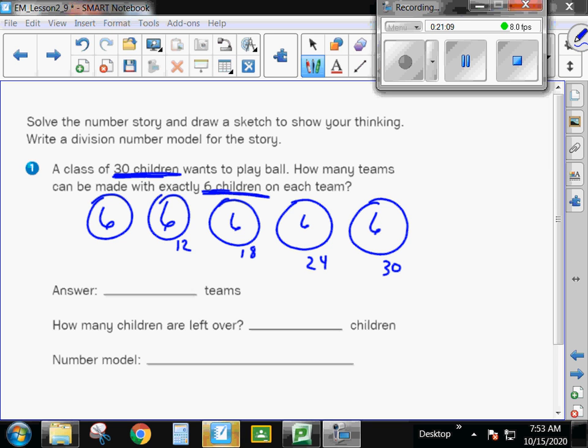Okay, so it wants to know how many teams can be made. Well, I made 1, 2, 3, 4, 5 teams. So how many children are left over? In this problem, there are 0 children left over. My number model should have been, what was I dividing up? Children. 30. How was I dividing them? I was dividing them into teams of 6. How many teams was I able to make? I was able to make 5. No remainder, so I'm not going to write it.